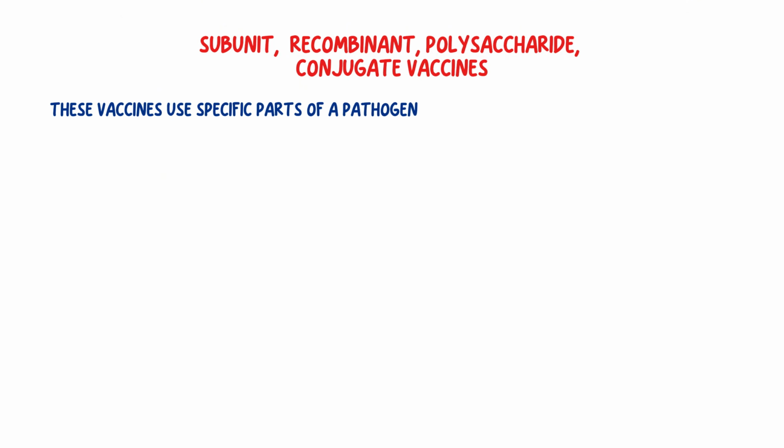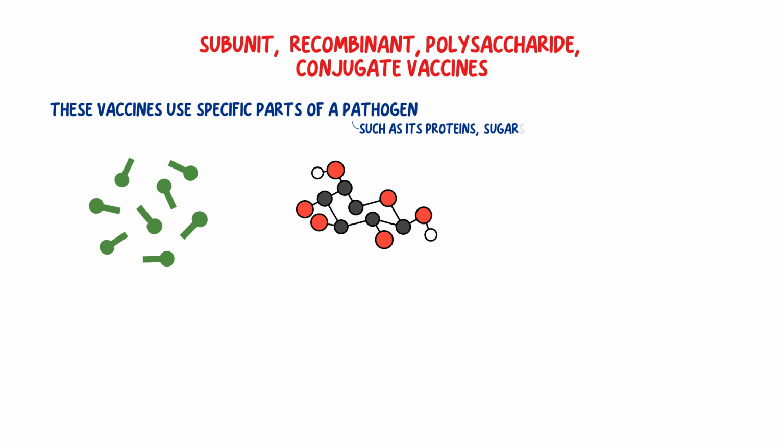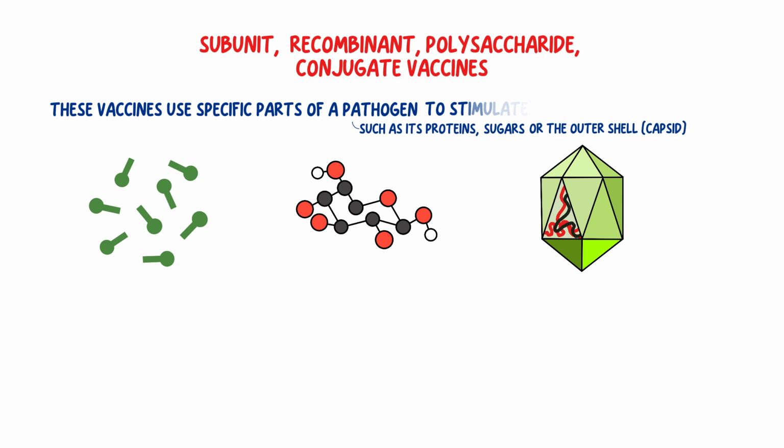Subunit, recombinant, polysaccharide, and conjugate vaccines. These vaccines use specific parts of a pathogen, such as its proteins, sugars, or outer shell, to stimulate an immune response. Rather than using the entire virus or bacteria, these vaccines isolate and present only the essential parts that the immune system needs to recognize the pathogen.